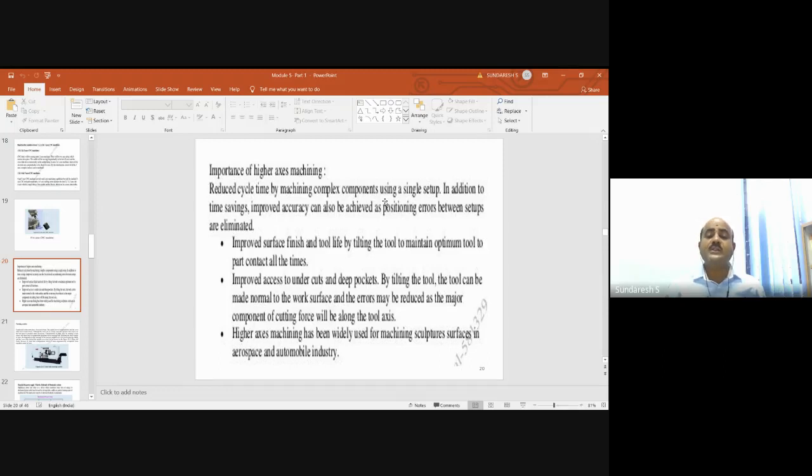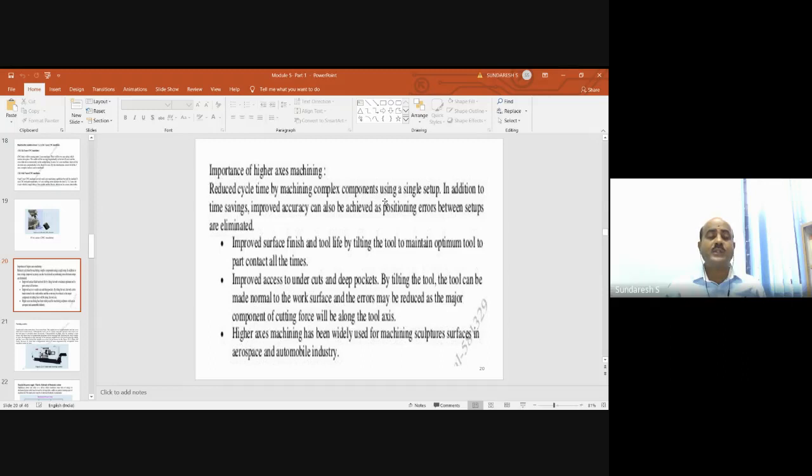One is that the surface finish is improved, and the tool life is also improved, by tilting the tool to maintain the optimum tool-to-part contact at all times. So this is one important thing we can obtain from higher axis machining. You can improve the surface finish, and you can improve the tool life by tilting the tool to maintain an optimum tool contact at all times.